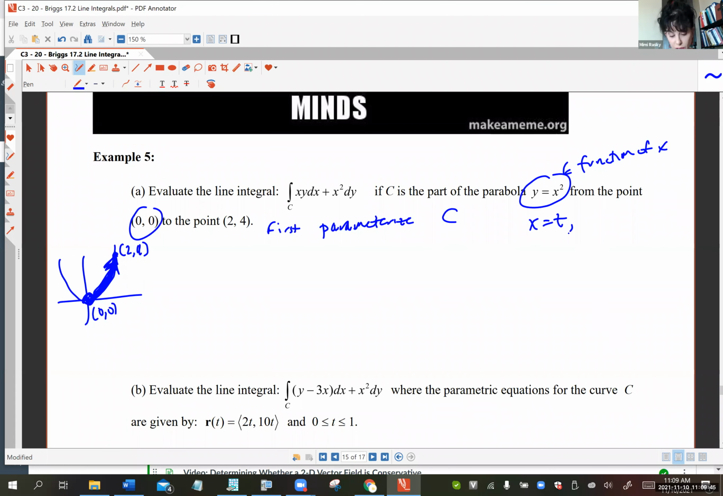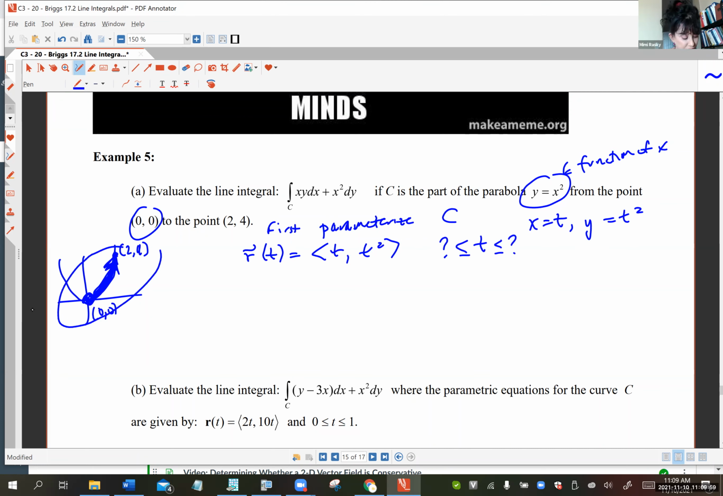It's that easy. And then since y is x squared, y is t squared. And then stick it all into a vector valued function. So it looks pretty. Got your brackets here. And now you have to figure out what are the start and stop times for time. And it has to match this curve.